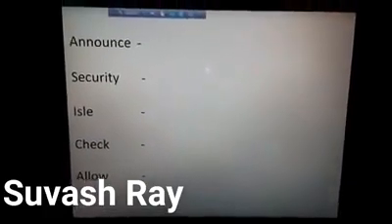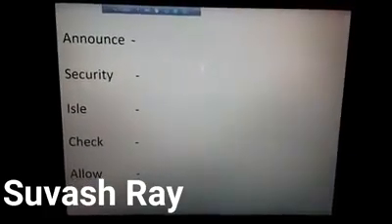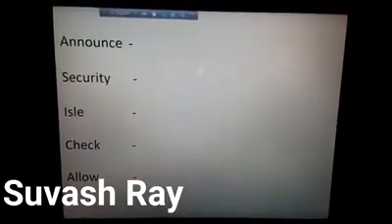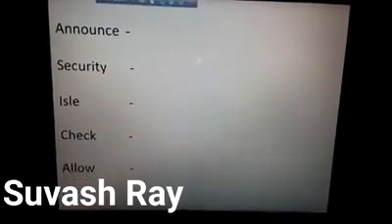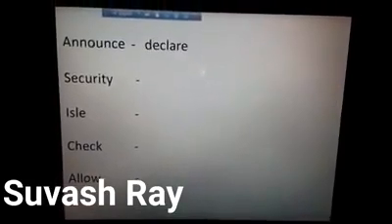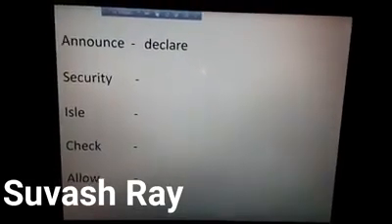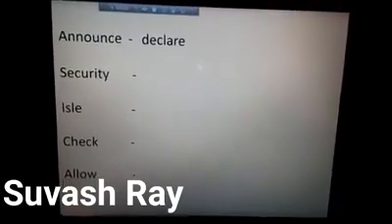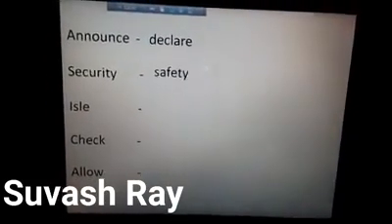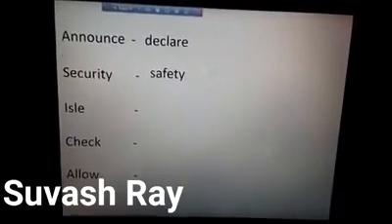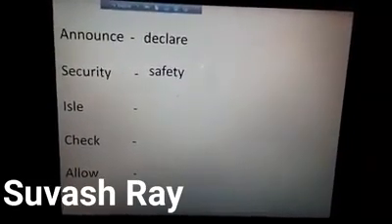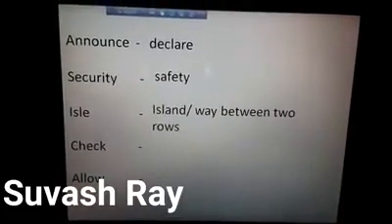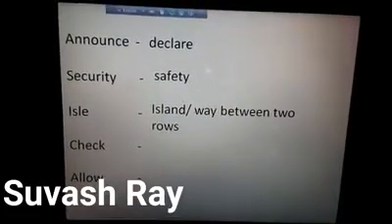Here are some keywords from the passage. At first we can see the word announce. Announce means declare. Can you guess the meaning of the word security, my dear students? Security means safety. Okay, there is the word aisle. Can you guess the meaning of the word aisle? Aisle means a way between two rows.